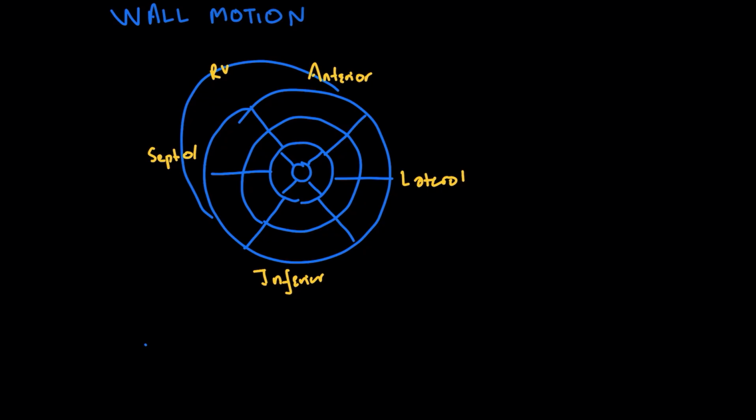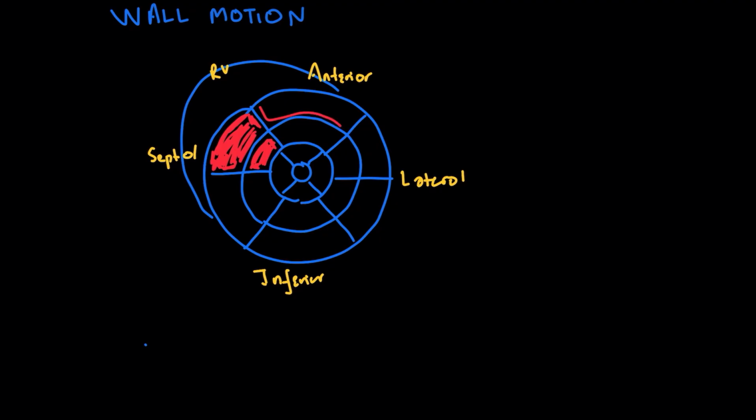So for example, let me shade in this one right here. What would this be? Well, it's in the outermost ring, so that's basal, and then it's both on the septal side and a little bit anterior, so we would call this the basal anteroseptal segment. How about this one right here? This would be the mid anteroseptal segment.